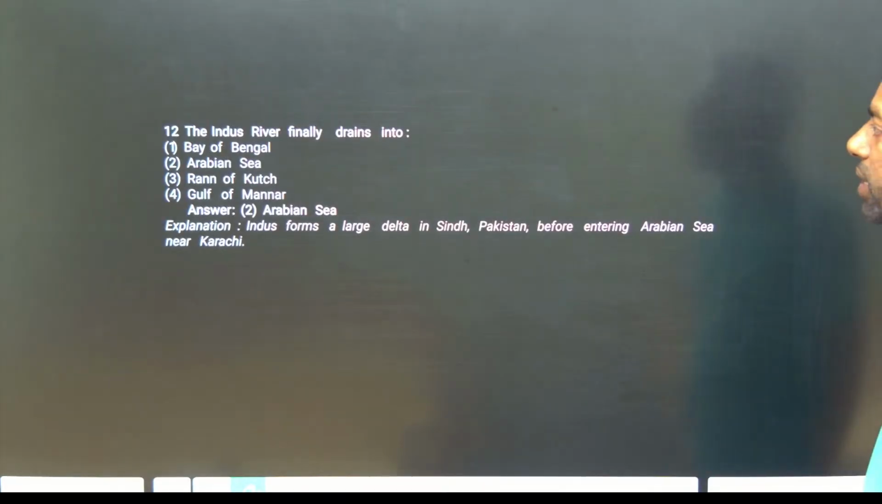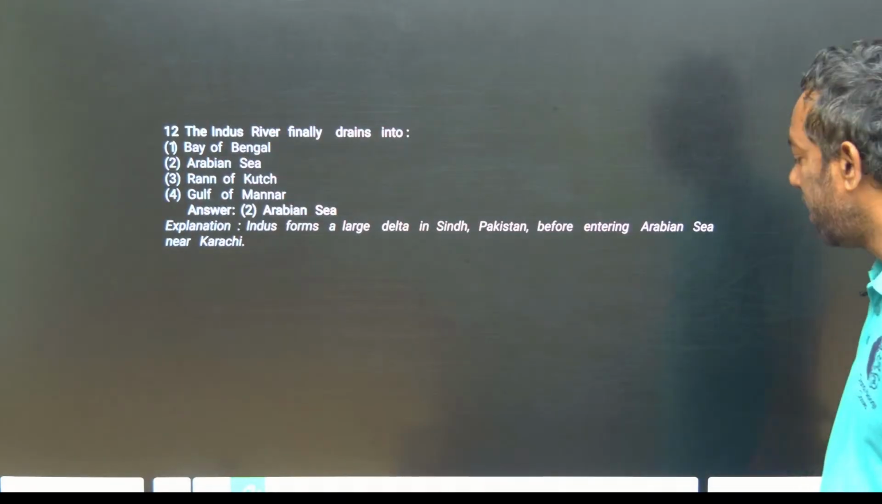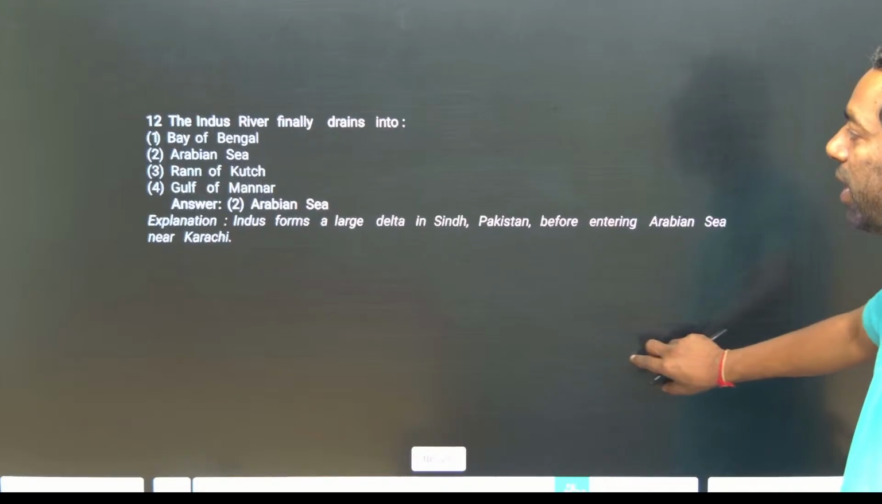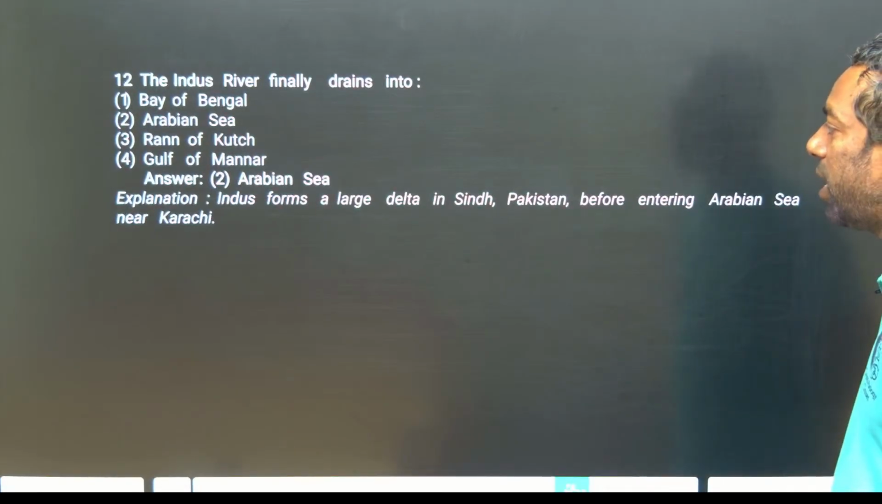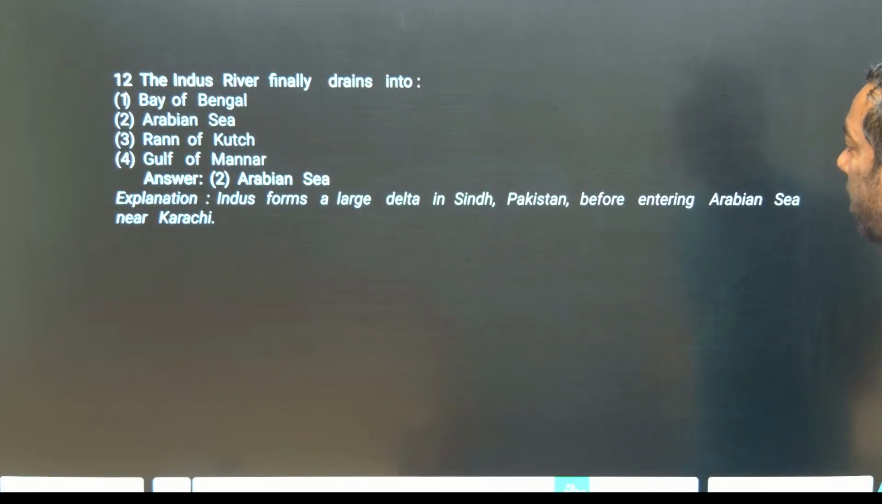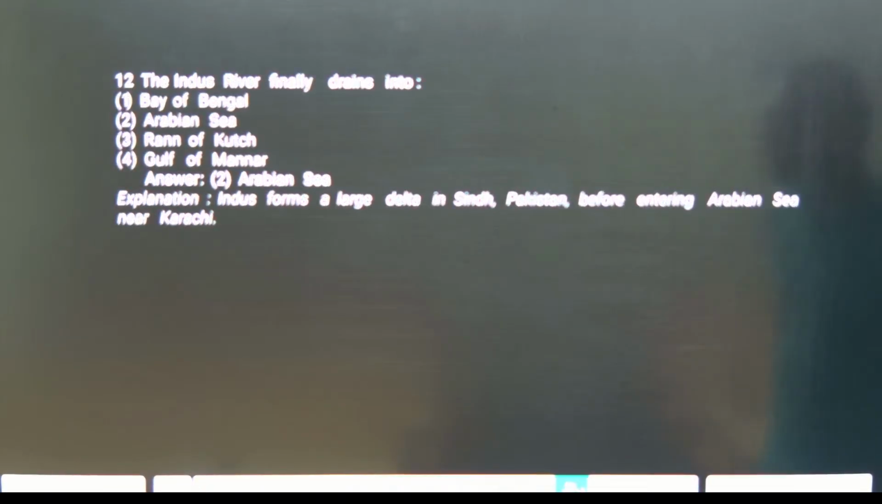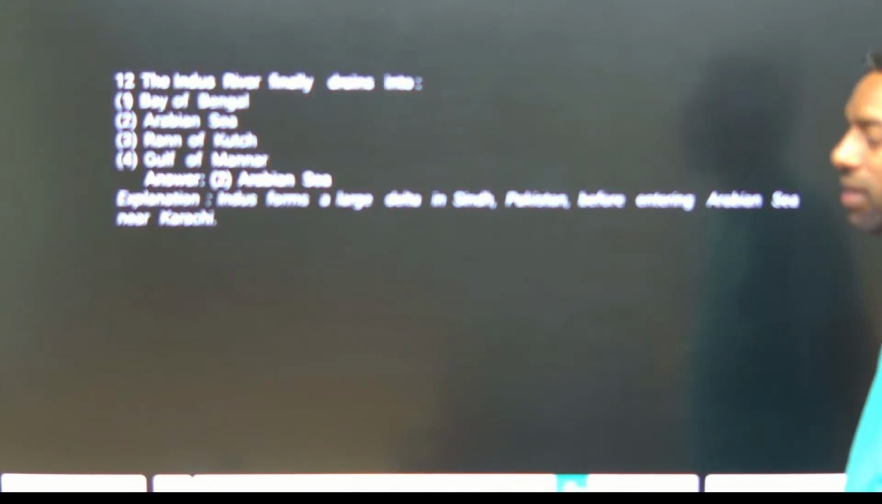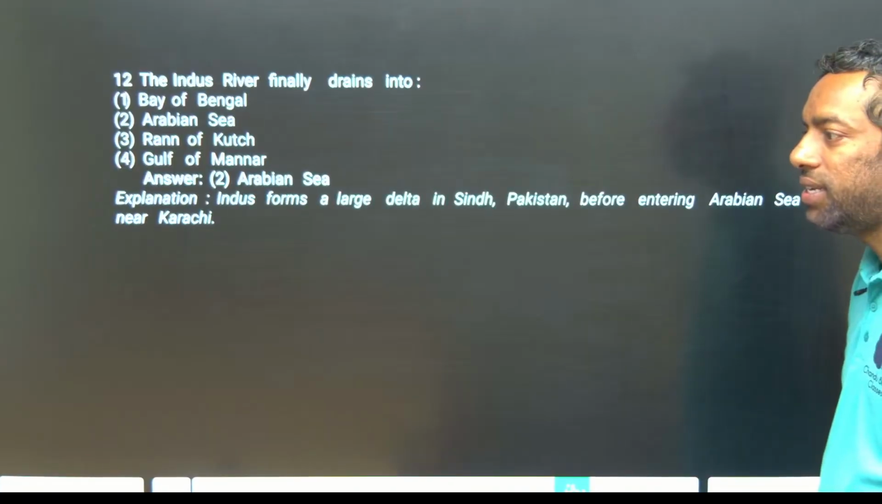Next, the Indus River finally drains into the Arabian Sea. The Indus forms a large delta in Sindh, Pakistan, before entering the Arabian Sea near Karachi. Karachi is the southernmost city of Pakistan.